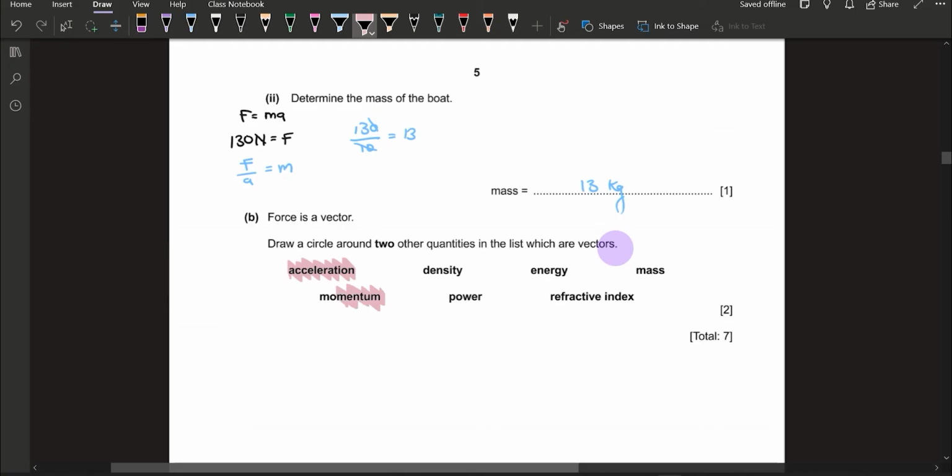Momentum is a vector because momentum equals mv, mass into velocity, and velocity is a vector, so momentum also becomes a vector. Power is not a vector because power equals energy divided by time, and refractive index is also not a vector. So these two are the only things which are vectors in this list. And we are done with question number 3.